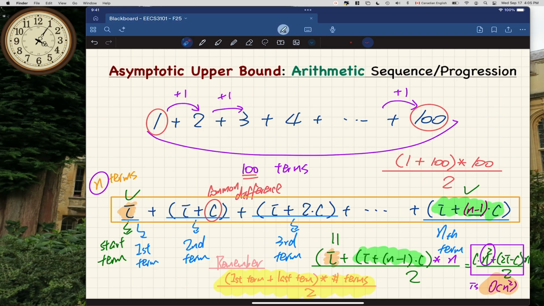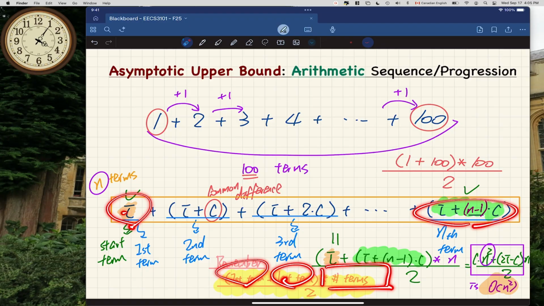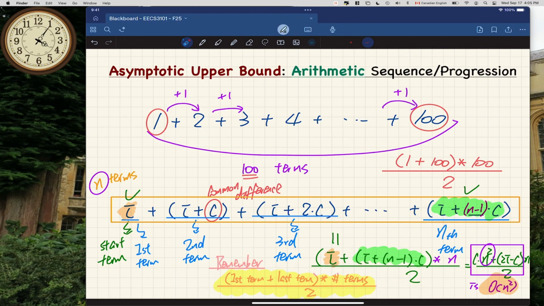All right, so the formula, the way I remember it, is the first term in the sequence plus the last term in the sequence, and then you want to know how many terms I have in total, multiply, and divide by 2. That's the formula. Okay?